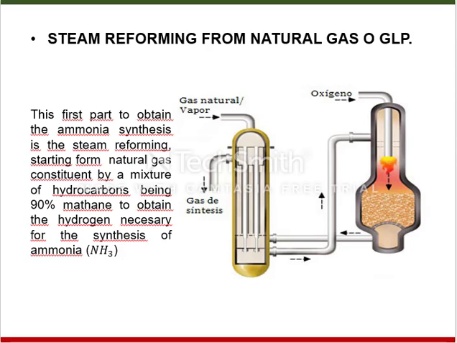Steam reforming from natural gas or GLP, the first step. This first part to obtain the ammonia synthesis is the steam reforming, starting from natural gas constituted by a mixture of hydrocarbons, being 90% methane, to obtain the hydrogen necessary for the synthesis of ammonia.